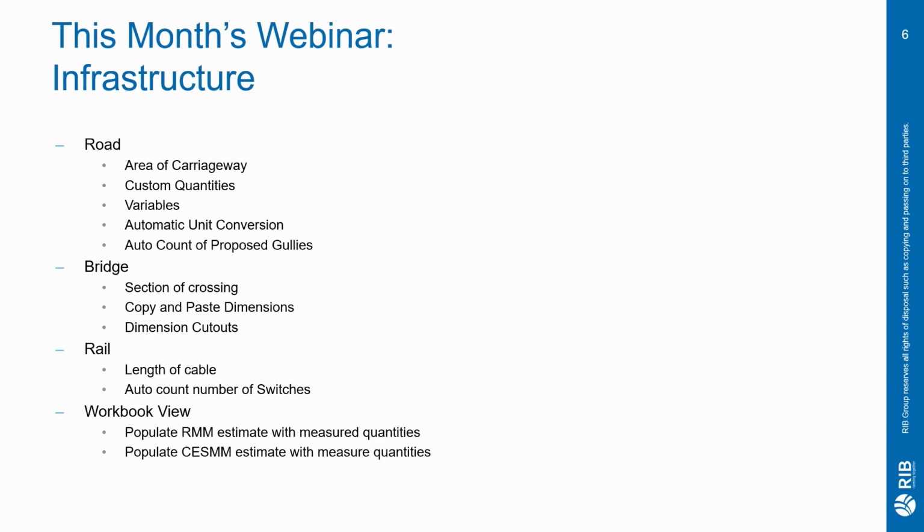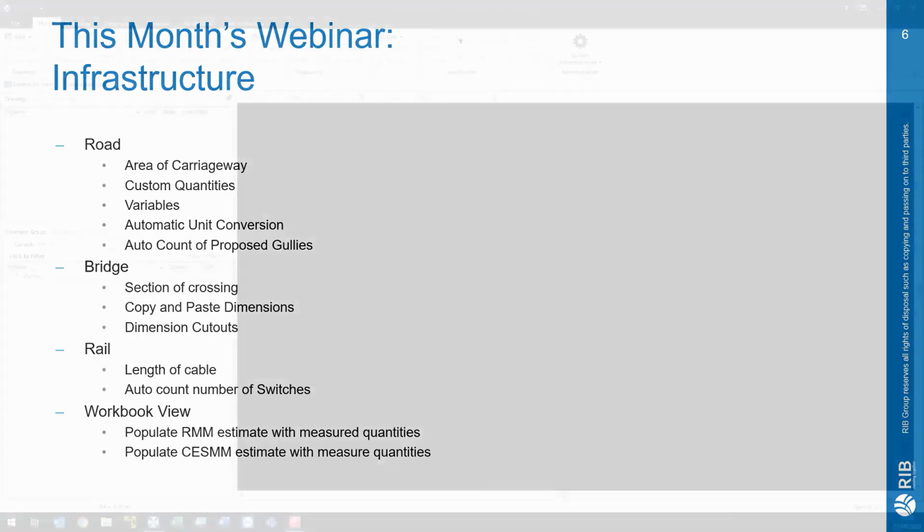So we will see some of the new features that have been introduced in 6.9. Towards the end, we'll populate an RMM estimate and SESM estimate with those measured quantities. So without further ado, I'll switch over to iTWO costX and get started.